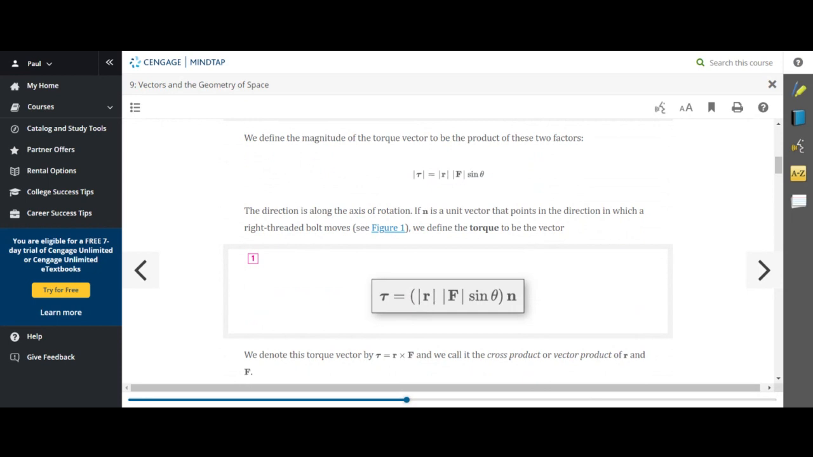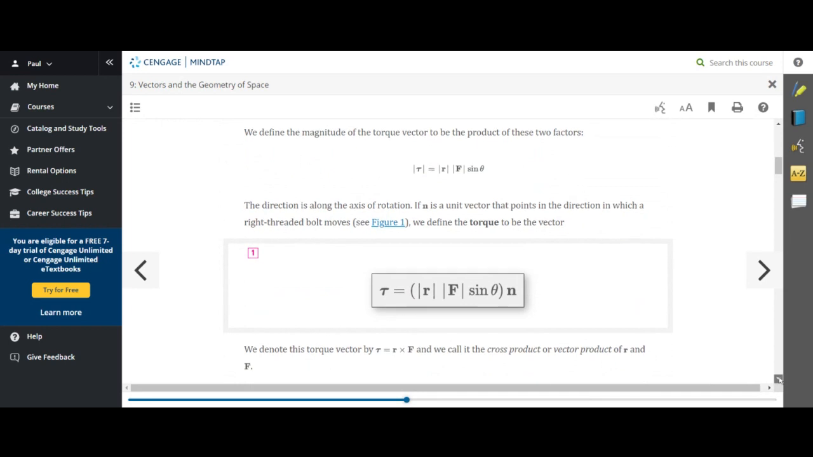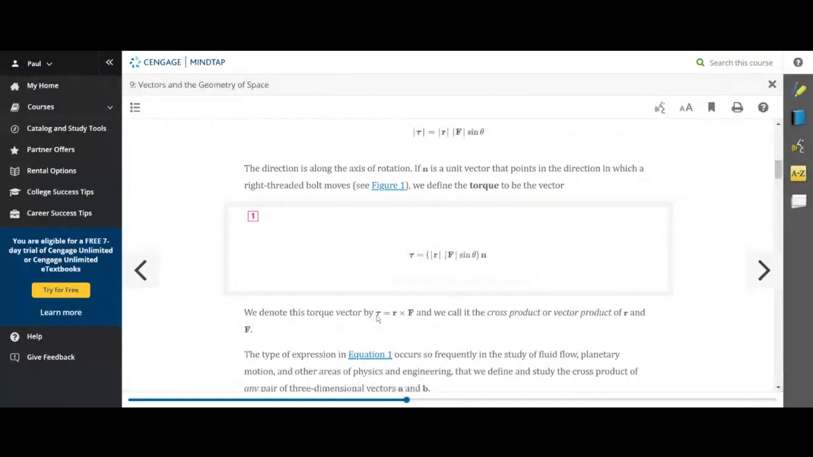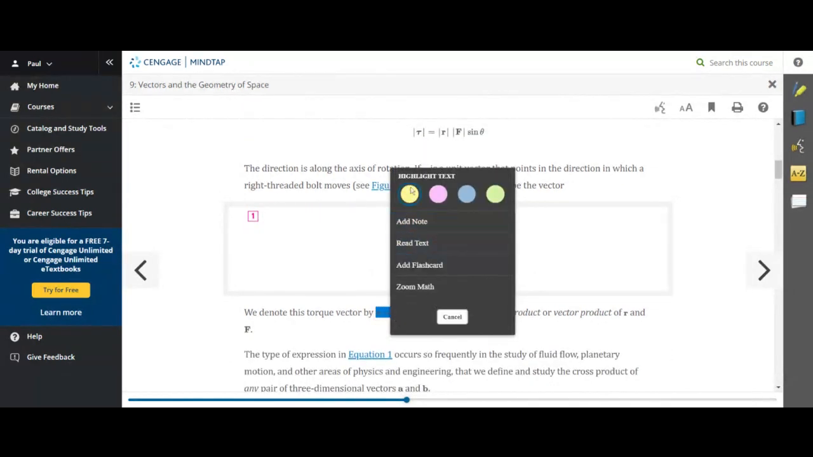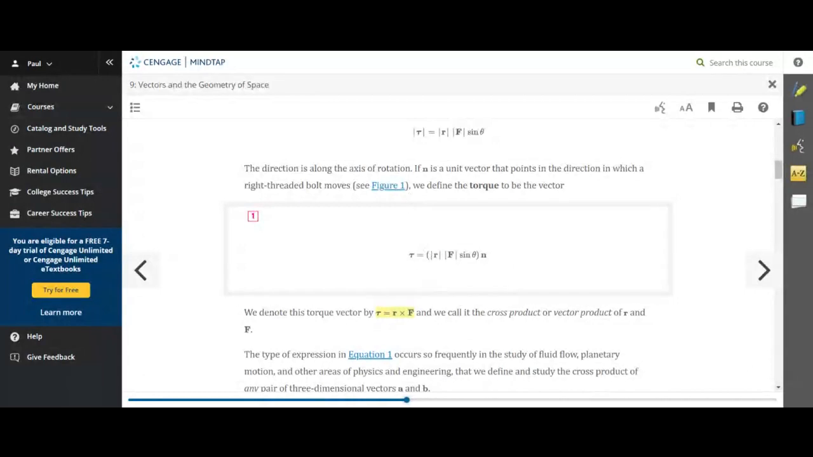So the torque vector that you see here, and we'll get there in a moment, is defined as what's called a cross product of the vectors, the vector r, the wrench vector, and the force vector f. That's called a cross product of two vectors, and this is where a cross product comes from.